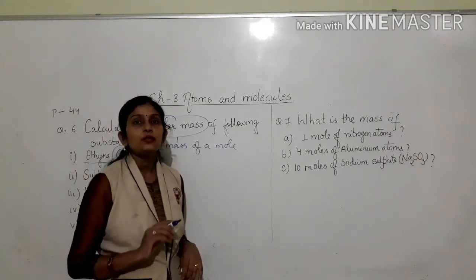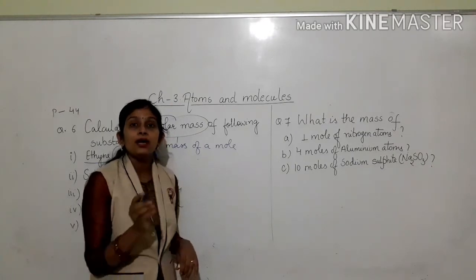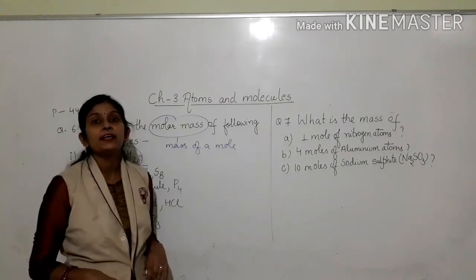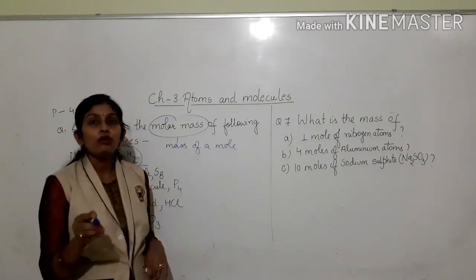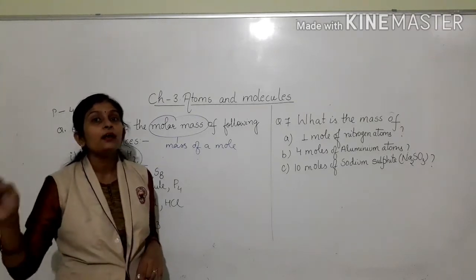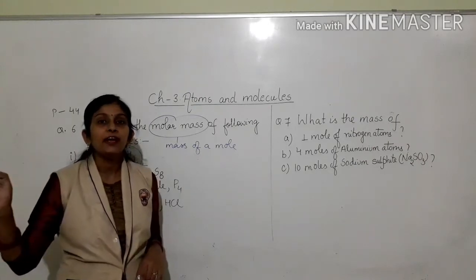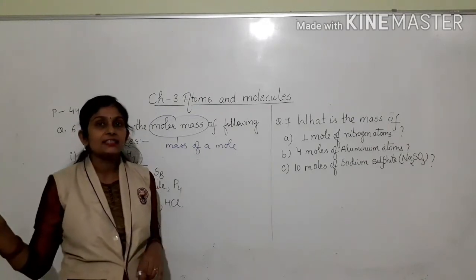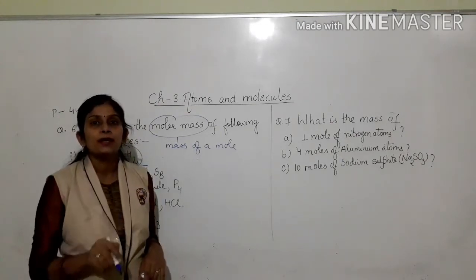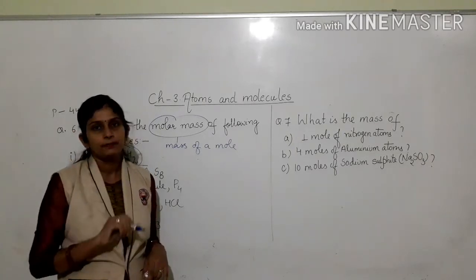See, as I already told you, for calculating molar mass, we have to see the mole of which kind of particle is given. If a mole of molecules is given, then we have to calculate molecular mass. Whatever numerical value the molecular mass has, the same numerical value will be its molar mass. But in place of unit U, we will write unit G.